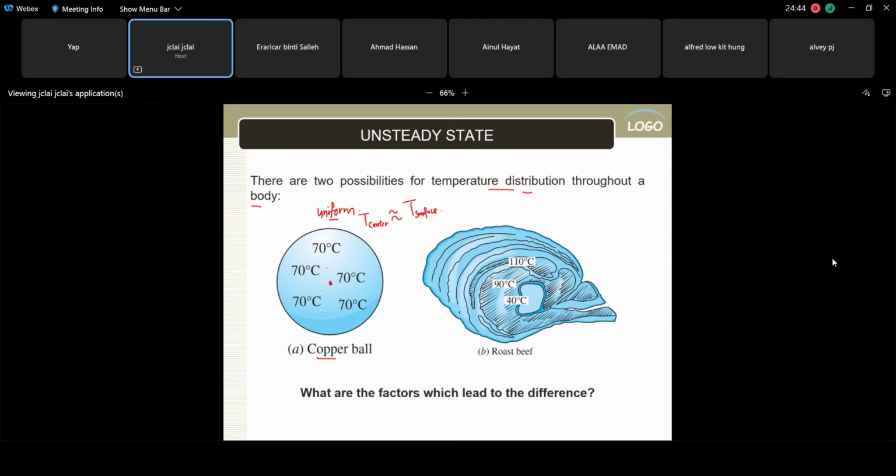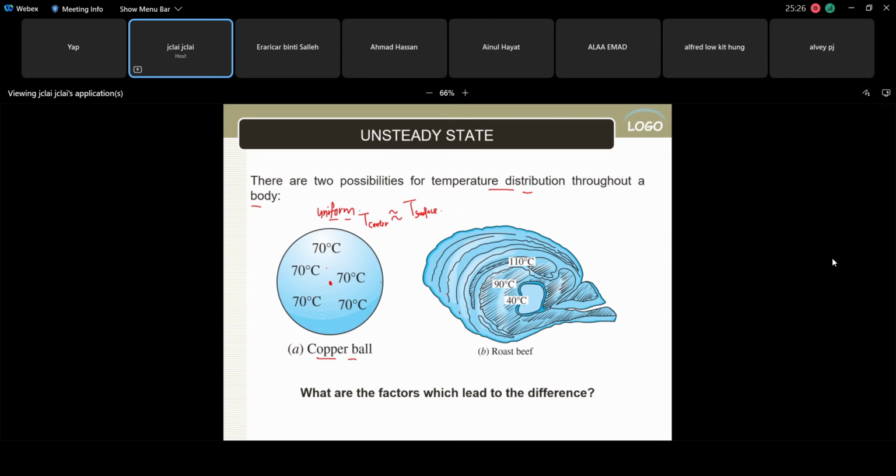So this is the case for a copper ball. If the copper ball is small enough, it is safe to assume the temperature throughout the whole body, from the center to the surface, is almost the same. But if it is a very big copper ball with a diameter of 2 meters, let's say, then the situation could be different. Not exactly the same, but almost the same, so we can say the temperature distribution in this body is uniform.